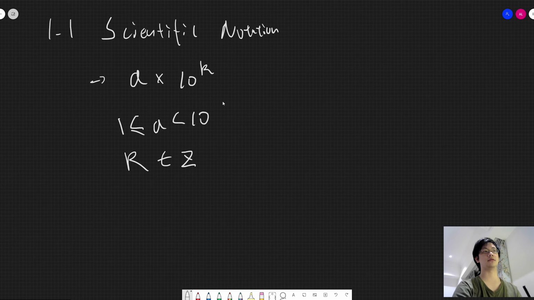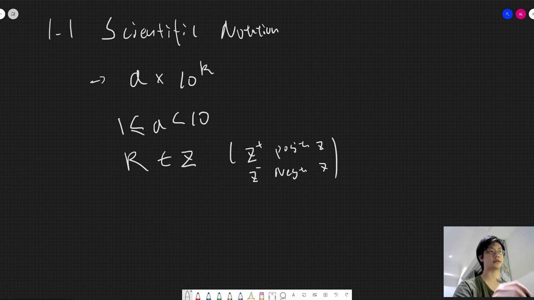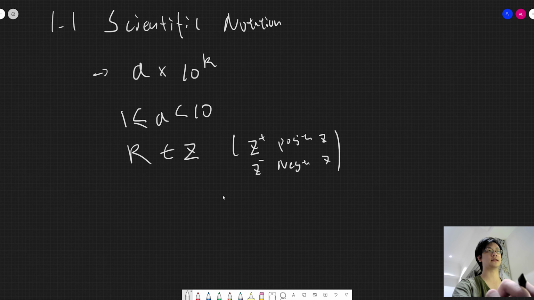k belongs to the integers. I'll be using this because you'll see this in the real IB exam anyway. So Z is the integers, and then just for your note, Z plus means positive integers, Z minus means negative integers. Right. Good. And I write the Z in this way because I get confused about my 2's. But yeah, okay. So this is fairly simple, but most importantly, remember that a has to be in that range.